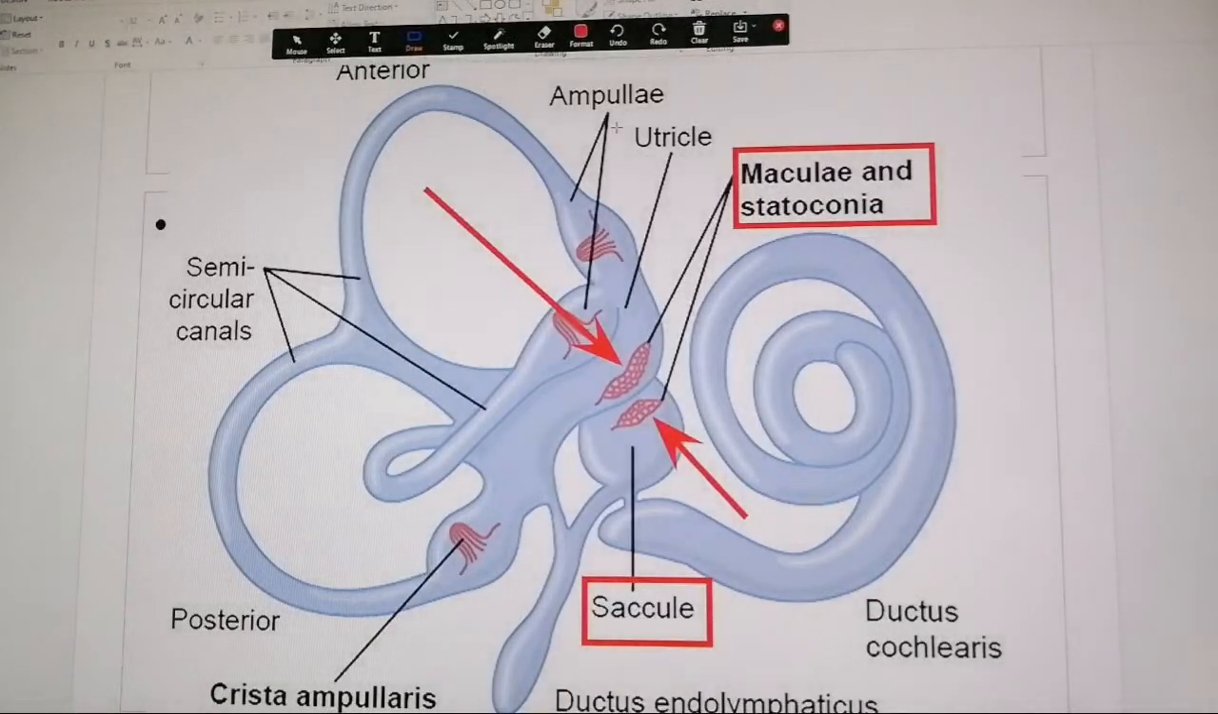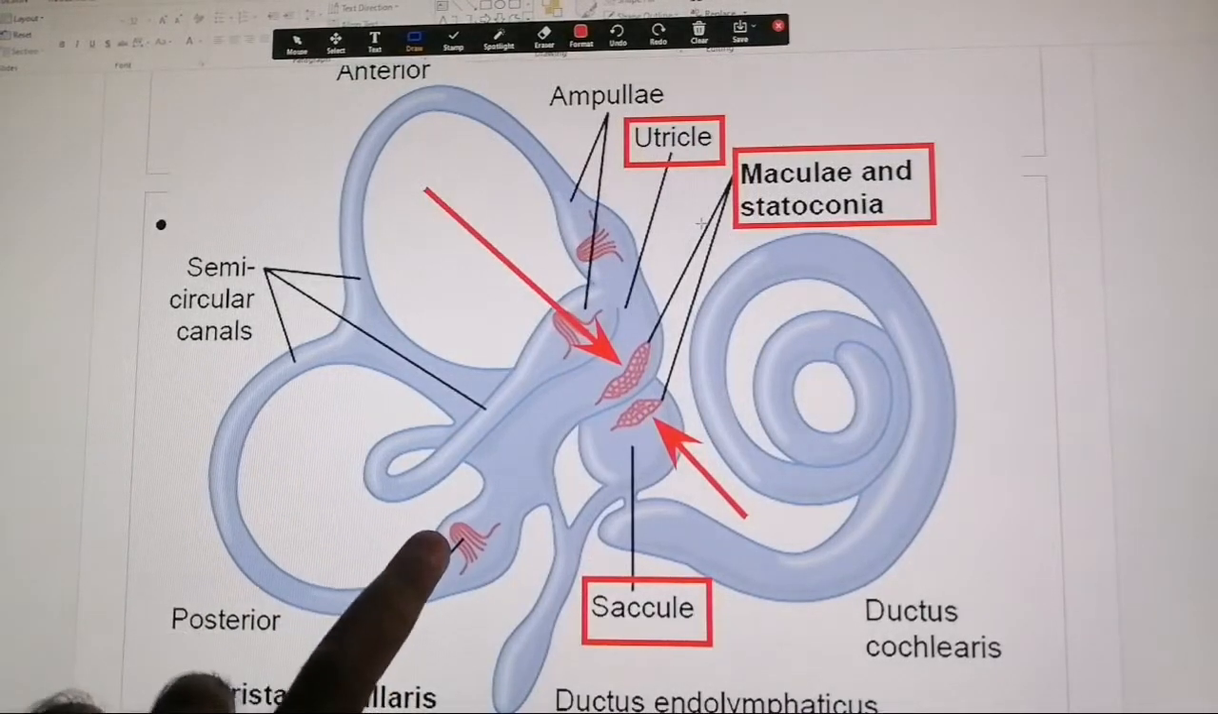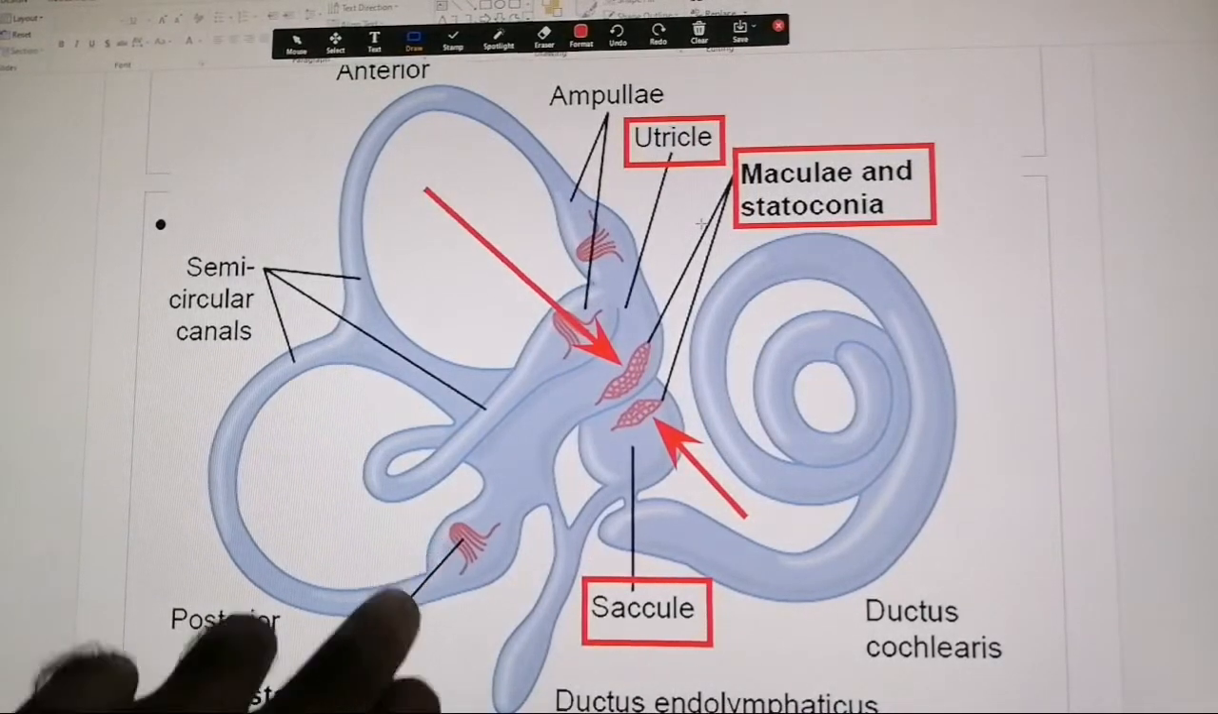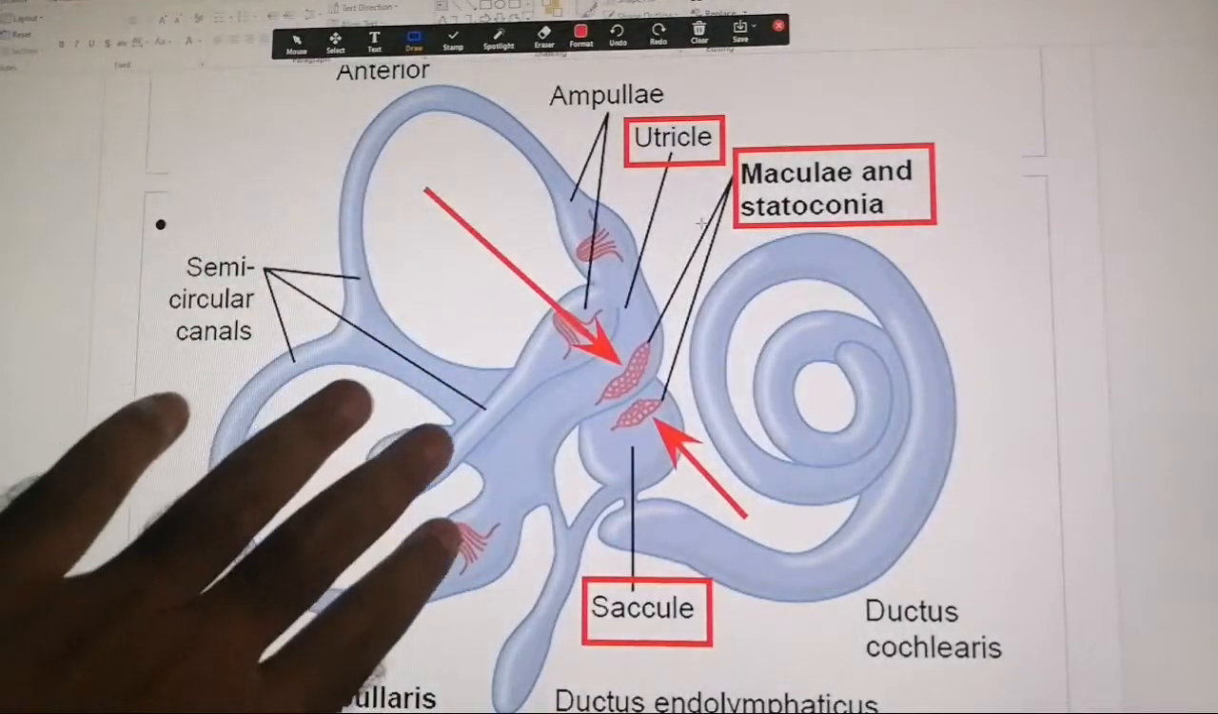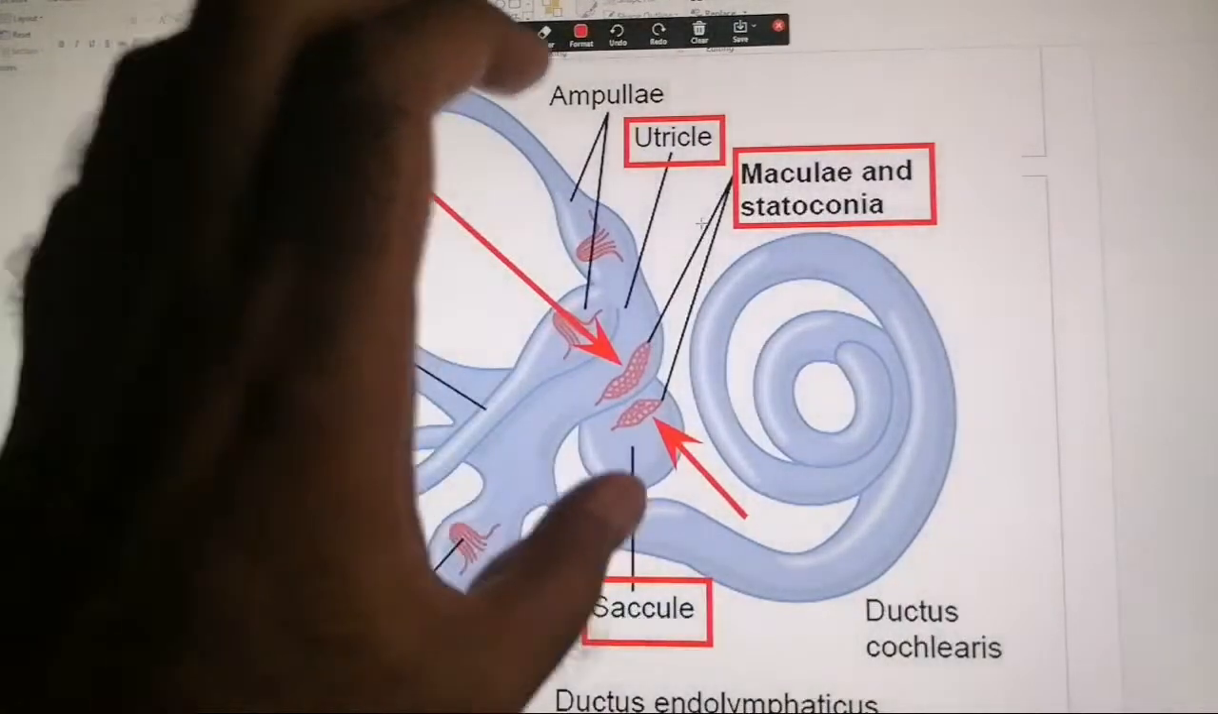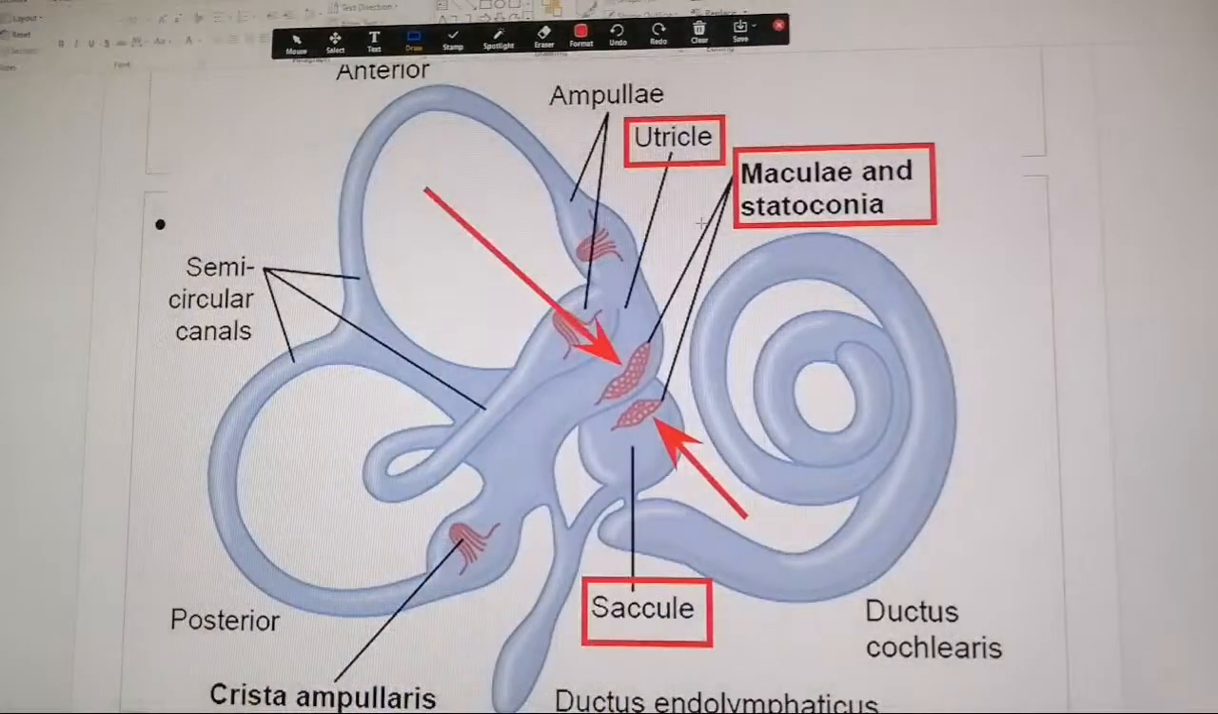Where did he... hasn't he labeled the utricle? He has, yes, he has. So just look at the stuff which I have labeled. The rest, this thing here, for this bit of the lecture, just forget about it. Forget about semicircular canals. Just focus on the otolith.